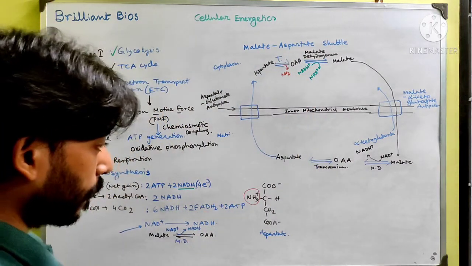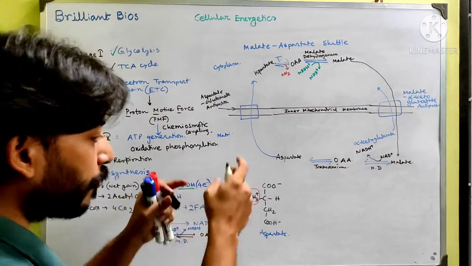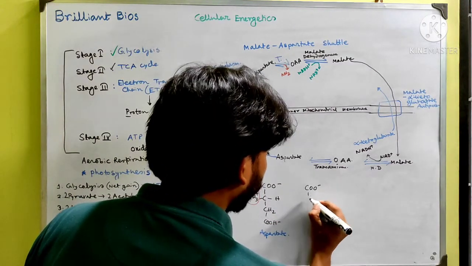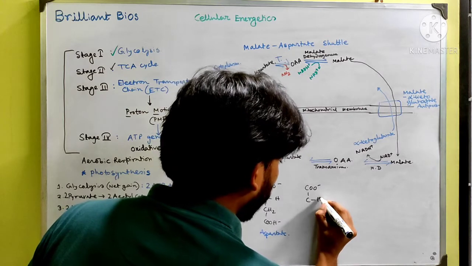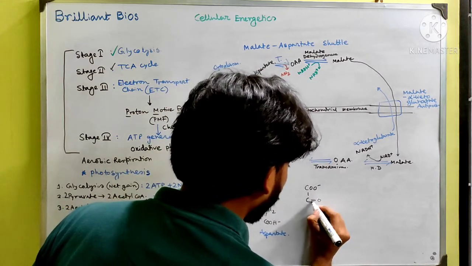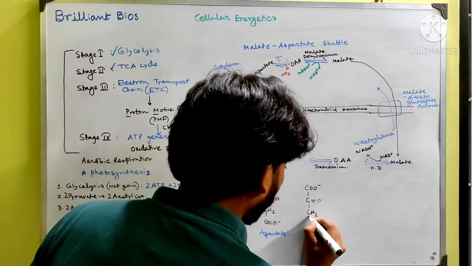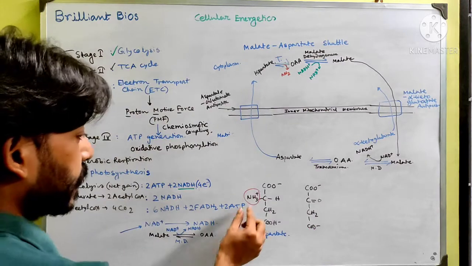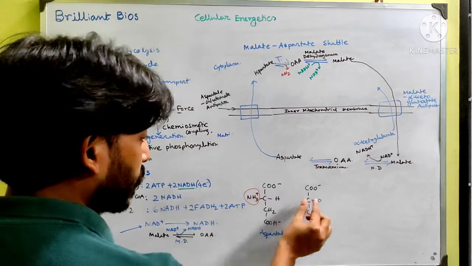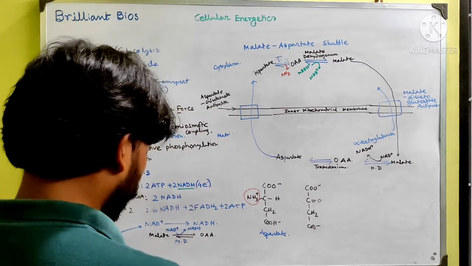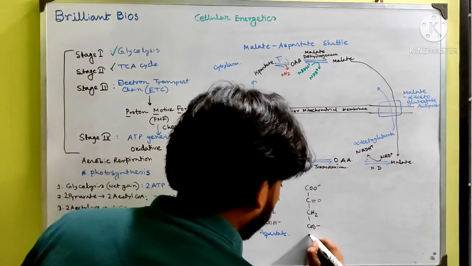So the structure of the oxaloacetic acid should be very similar to the aspartate, like it is C double minus C double bond O CH2 C double minus. You can see here, the only difference is that it has no amino group and it has a keto group. So this is oxaloacetic acid.